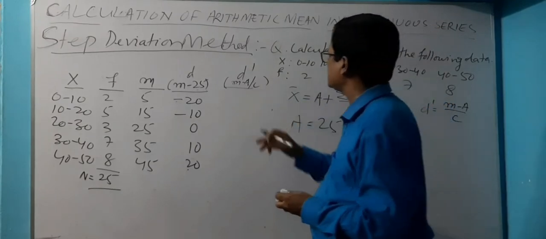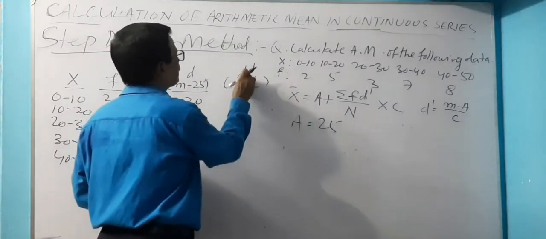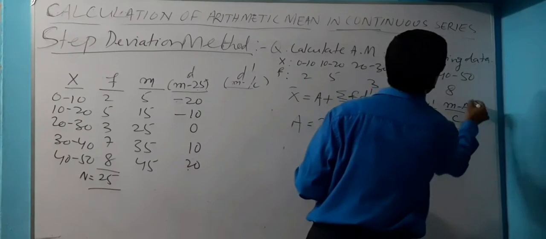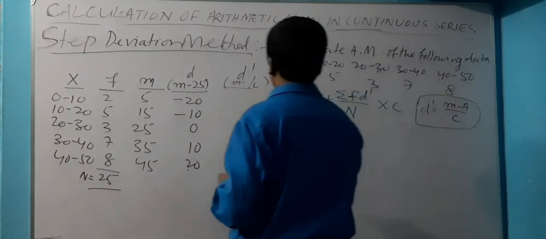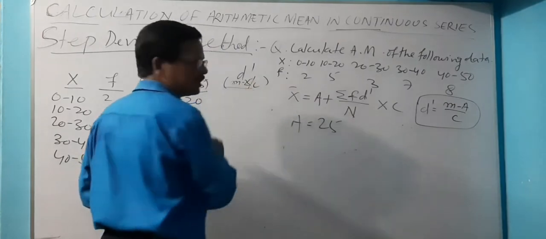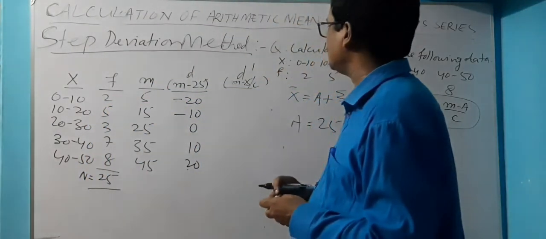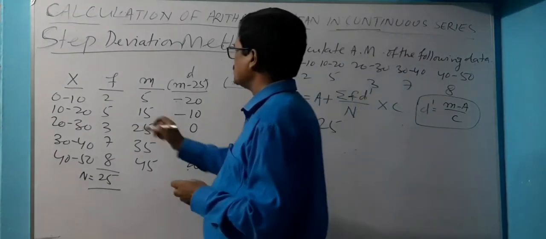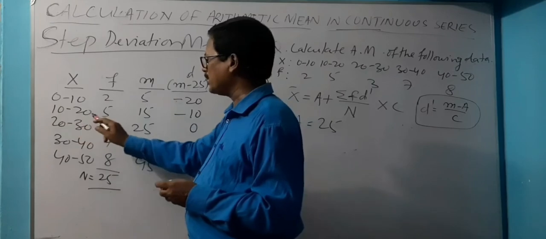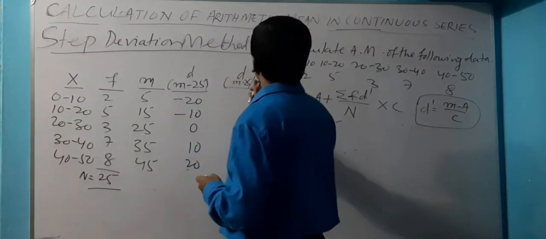m minus a divided by c. a means 25. d dash is equal to m minus a divided by c, m minus 25 divided by c. What is c? c means class interval. Here you see 10 minus 0, that is 10. 20 minus 10, that is 10. So class interval here is 10. So divided by 10.